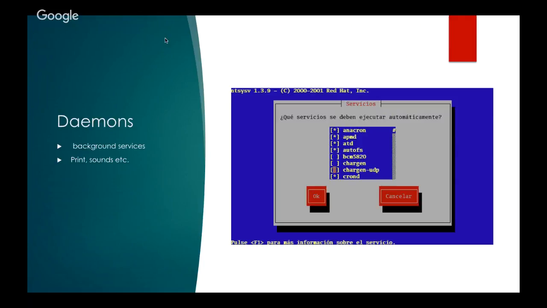The third one is daemons. Daemons are background services, including print, sound, etc. So what can daemons do? The daemons provide background service support, and they might not be the prime system, but they are also a very important system for the kernel.